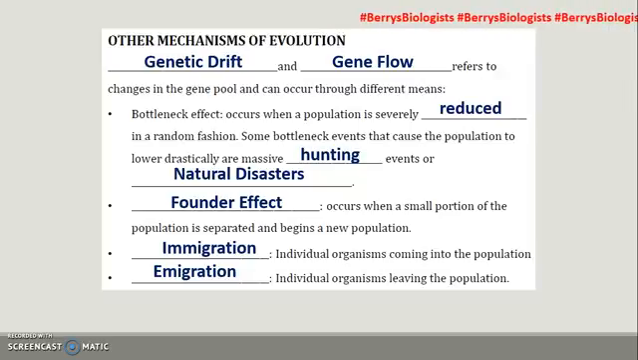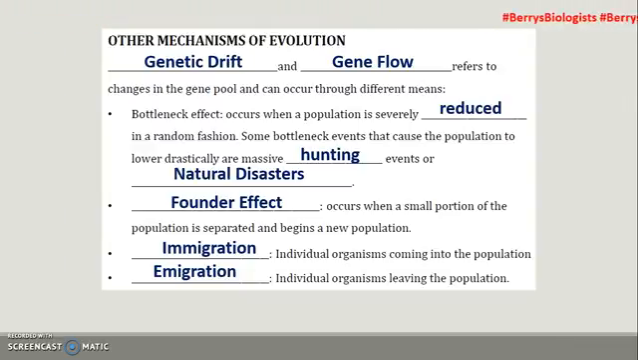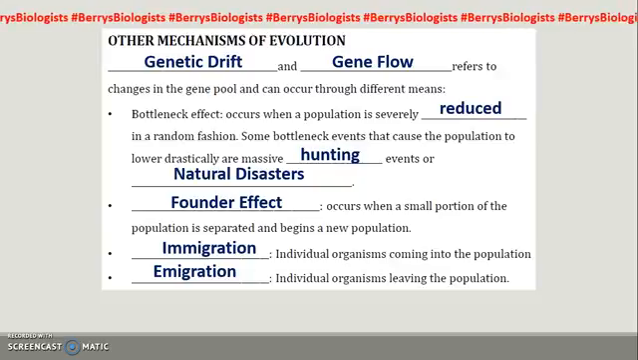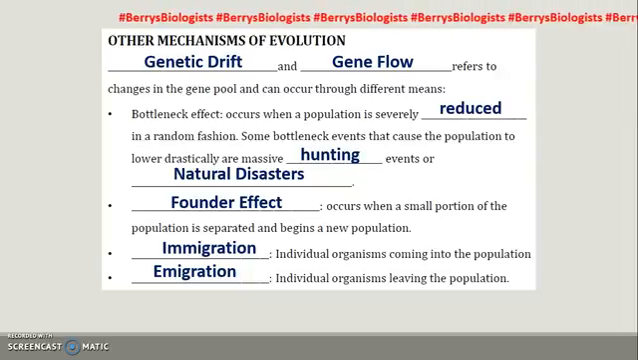Then you have the founder effect. Occurs when a small portion of the population is separated and begins a new population. So either they move away, or maybe they're separated by an earthquake, and maybe there's now a big ravine or a big gap between a small portion of the population and the rest of the population. So this new small portion goes off and starts their own population, or maybe they're separated in some other way.